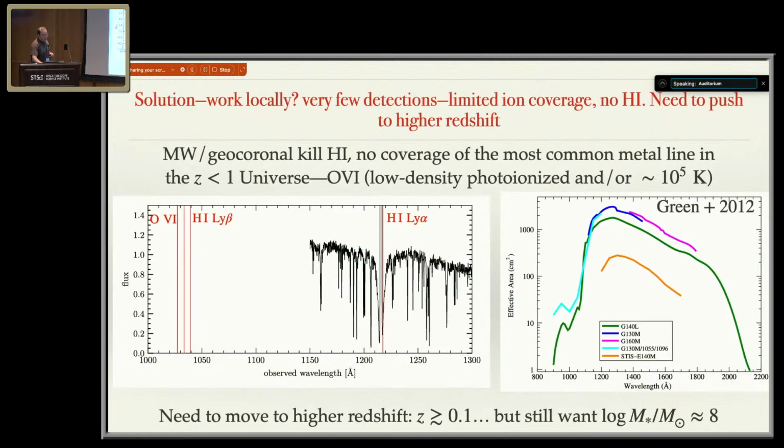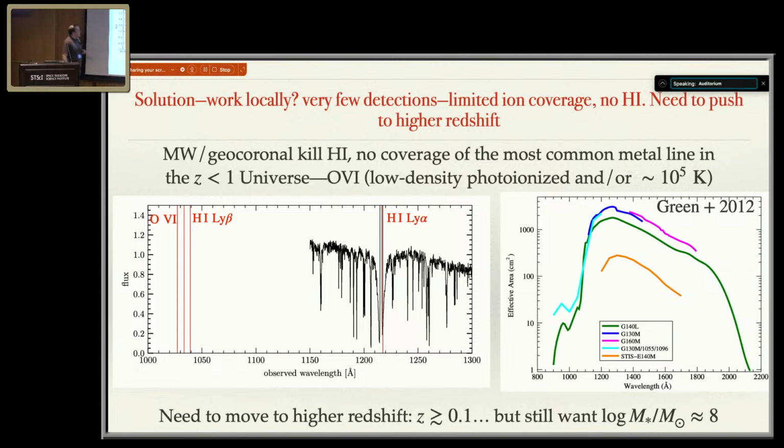But this presents a challenge. Either all of these metals are being ejected into intergalactic space, like some of the models suggest, or they're in ionization states that we're not tracing locally. Local studies of the CGM of dwarf galaxies present a challenge, and that's summarized by this quasar spectrum here, where I've taken the typical redshift from these local studies and placed the H I Lyman alpha line on the quasar spectrum. It is just murdered by the Milky Way damping wing and geocoronal Lyman alpha.